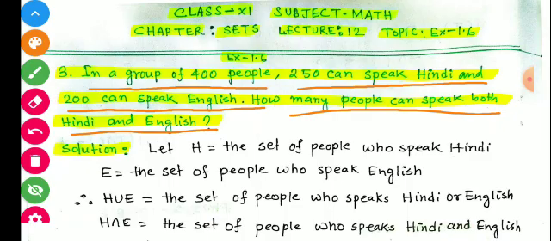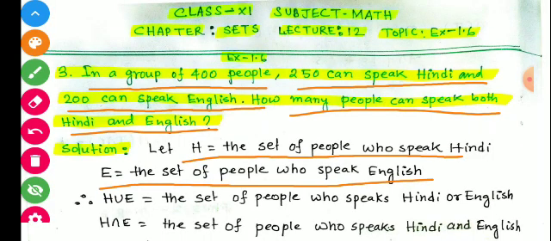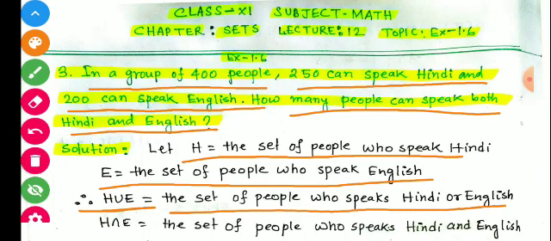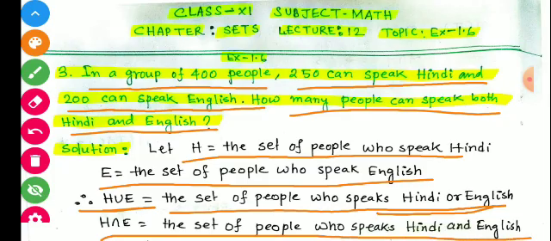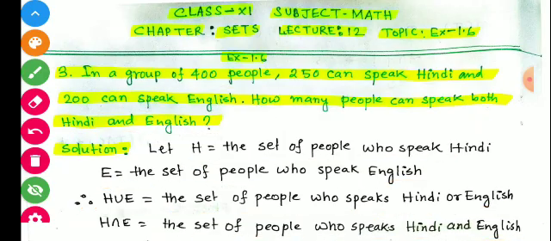So first, as we have seen earlier, we assume that H is the set of people who speak Hindi and E is the set of people who speak English, and H union E represents the set of people who speak Hindi or English, anyone, any language. H intersection E is the set of people who speak both Hindi and English.